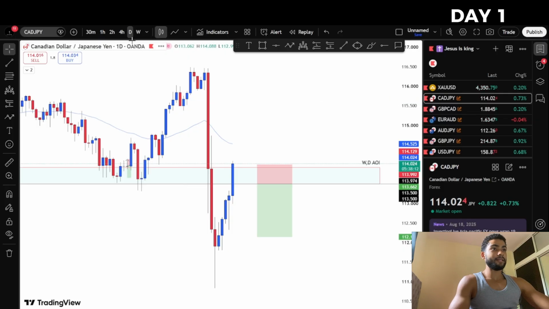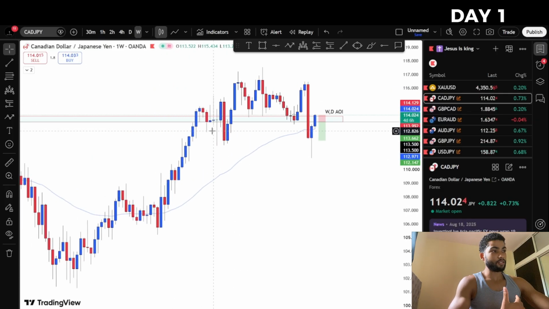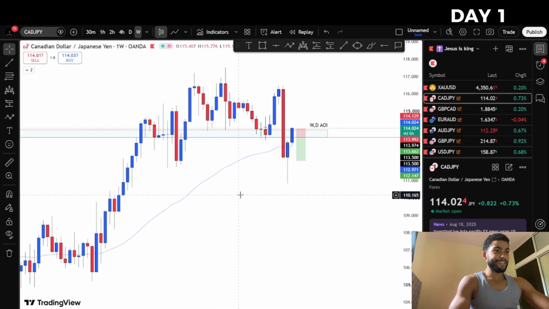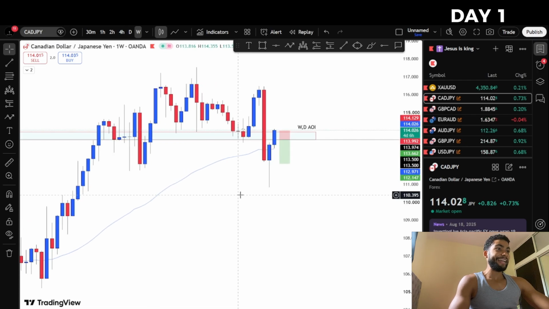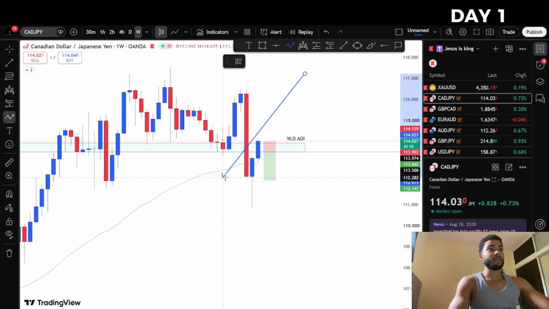So what I do then is I find what is called an area of interest or support and resistance, whatever you guys want to call it, supply and demand area or whatever it is. And the way that I do it is, first and foremost, my area of interest has to be within the lower high and within the lower low. I only find an area of interest on the weekly and then the daily.